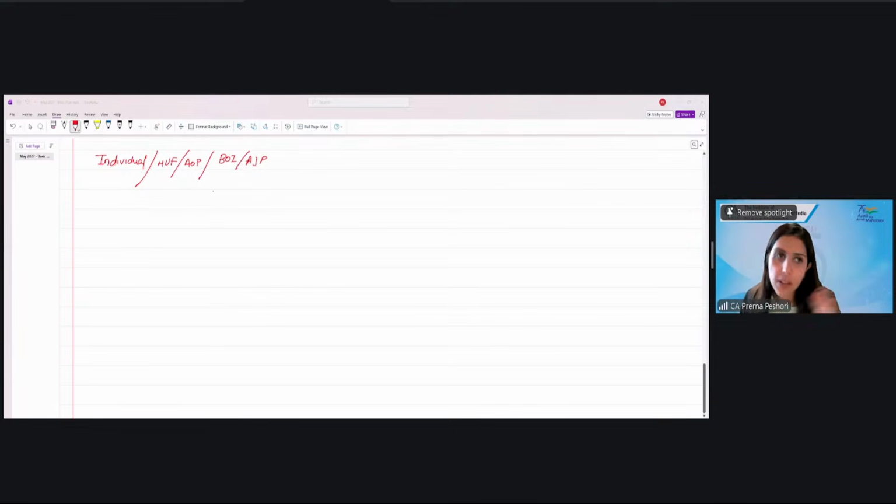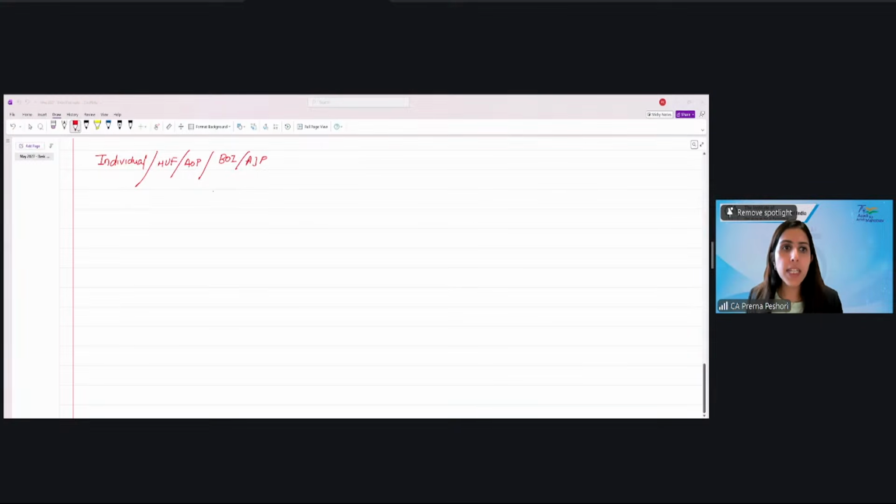HUF is treated as a person under section 2(31), right? It is not defined under the Income Tax Act. The HUF is created by the Hindu Personal Law, Hindu Law or the Hindu Succession Act, and it is basically created upon the marriage of a Hindu.